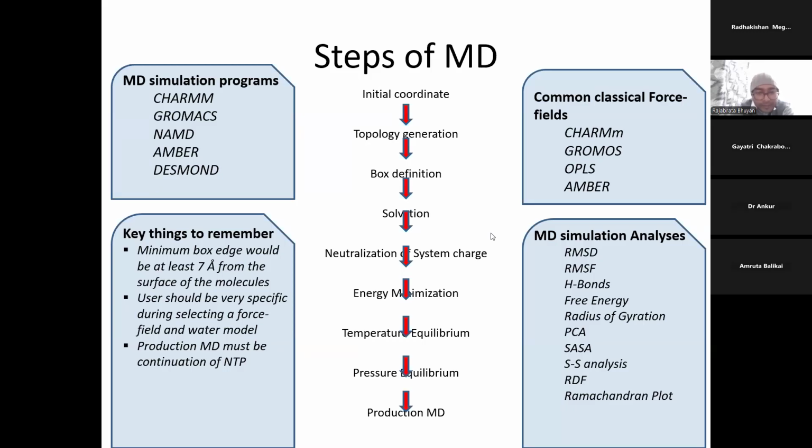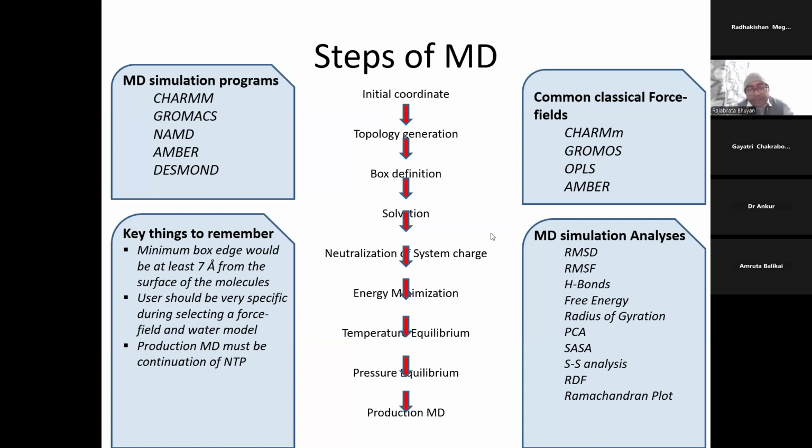Then you have to go for the temperature equilibrium, where you try to bring the system to a constant temperature. After that you go for pressure equilibrium, where you try to bring the pressure of the system to a constant. And then you go for the production run, which is actually the molecular dynamics of the system. The production run is the continuation of the pressure equilibrium. In pressure equilibrium, we try to bring both pressure and temperature to constant, so after that you can perform the MD simulation as a continuation of the equilibrium.